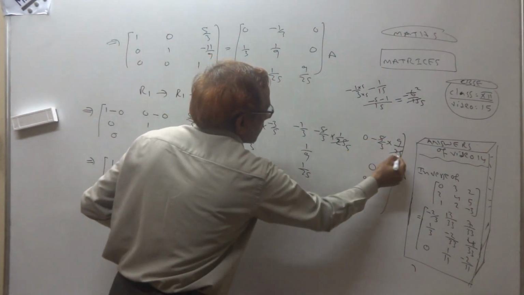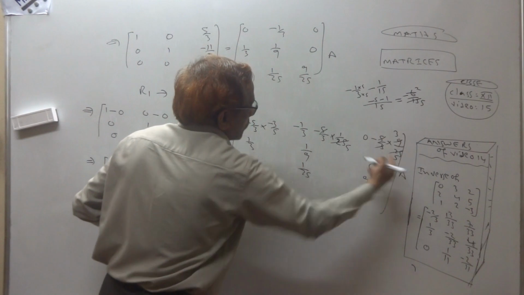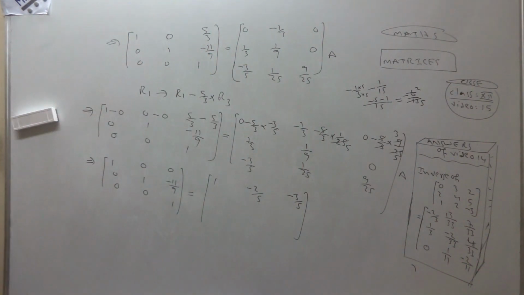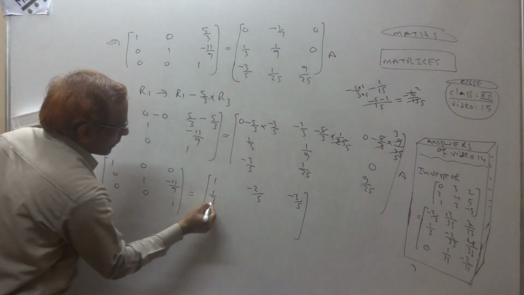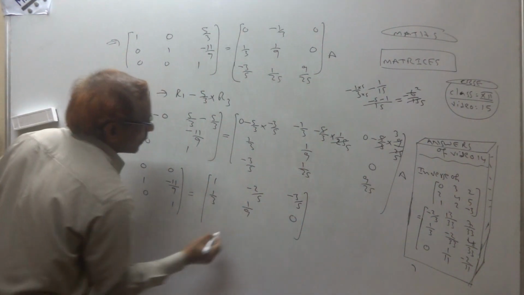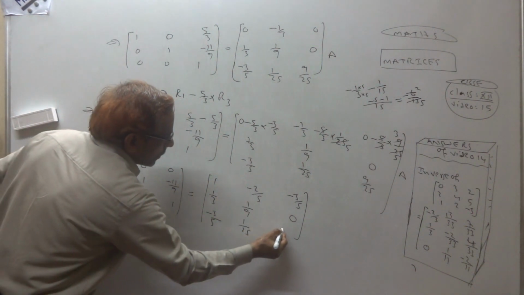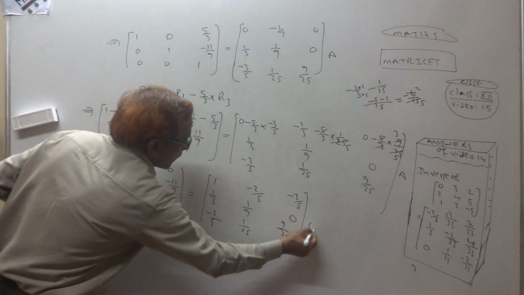Here 5 5 cut, 3 3 cut. So 3 by 5, minus 3 by 5. Okay. And everything same. 1 by 3, 1 by 9, 0. Minus 3 by 5, 1 by 25, 9 by 25. Final step.